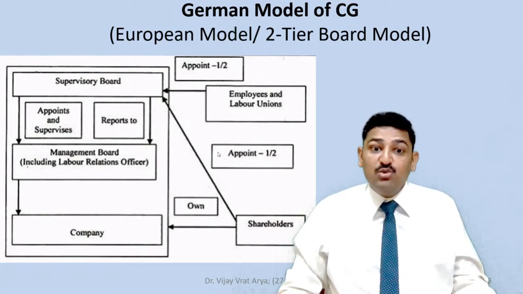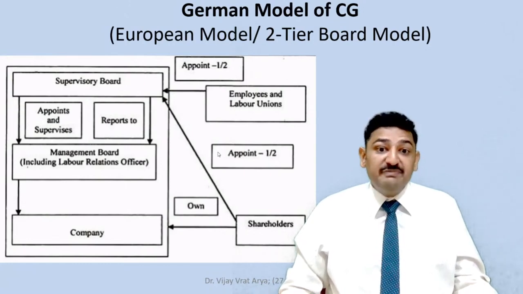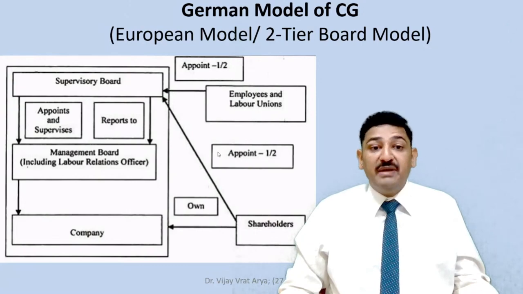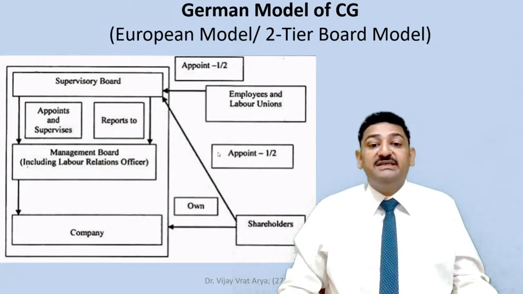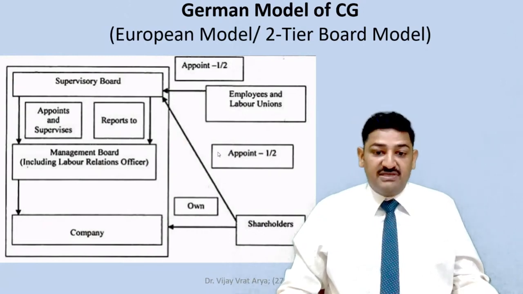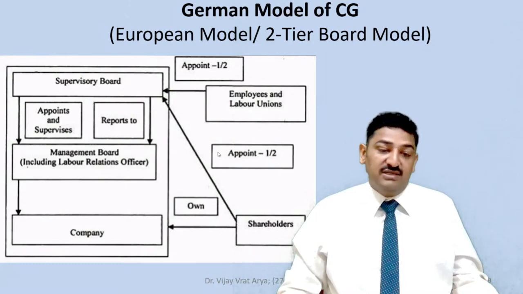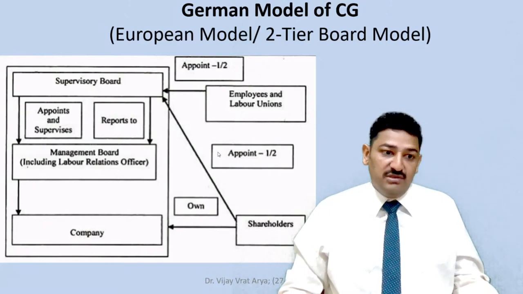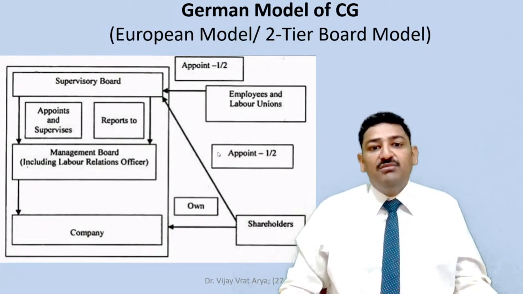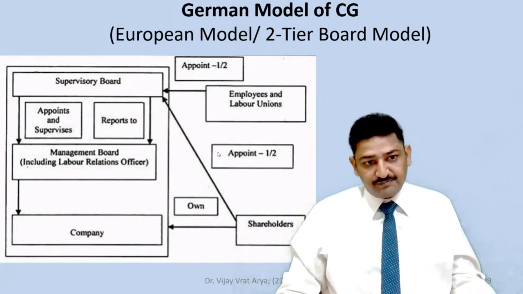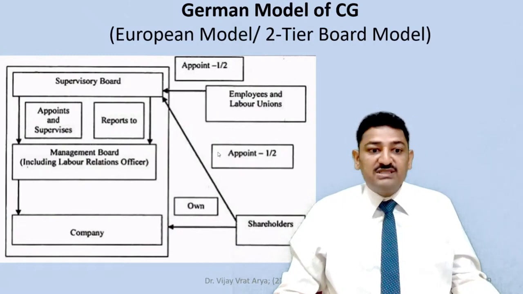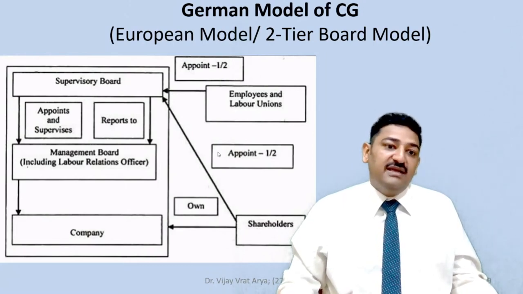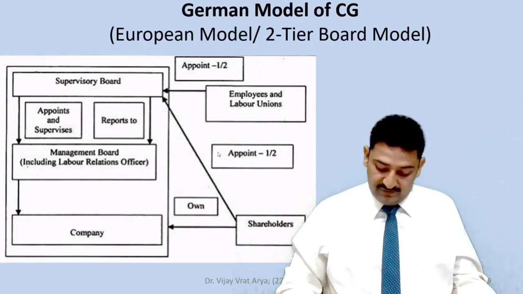So even they have equal weightage in terms of appointing. It means 50% of supervisory board members will come with the nomination of the employees and labor union, whereas the remaining 50% will come from the real owners, that is the shareholders. And that supervisory board subsequently appoints and supervises the management board, which compulsorily includes the labor relation officer, who is more of a representative of the employees and the labor union. The management board handles the day-to-day affairs of the company, and they report back to the supervisory board.